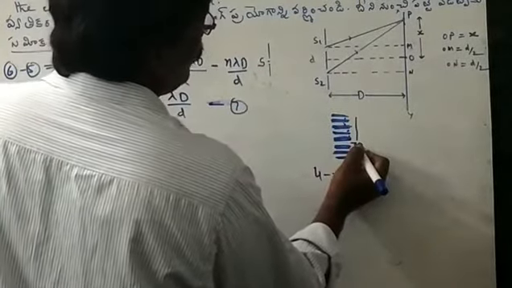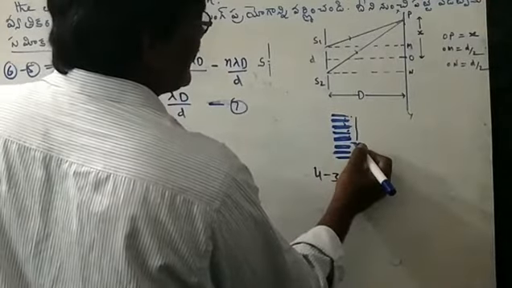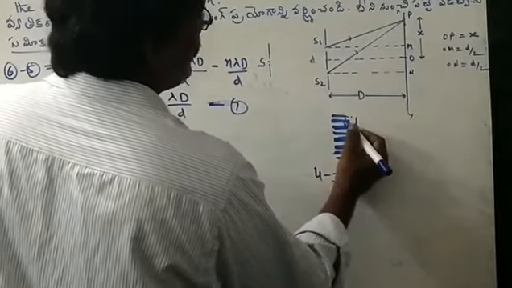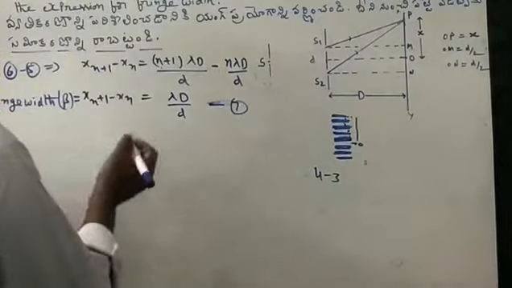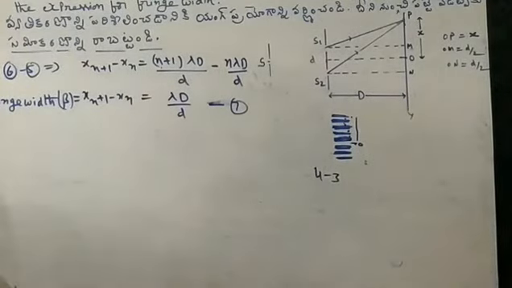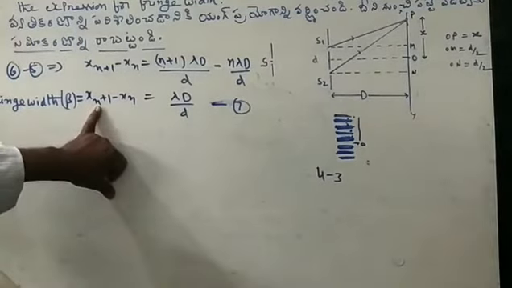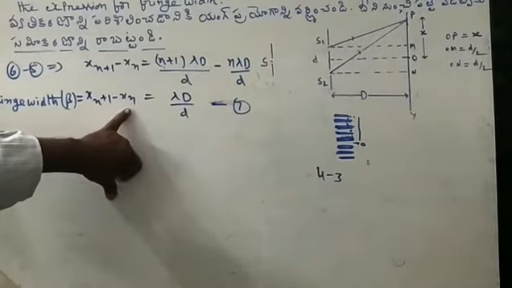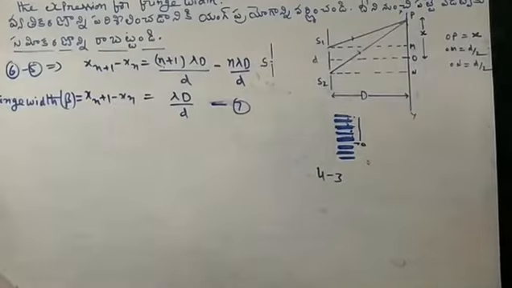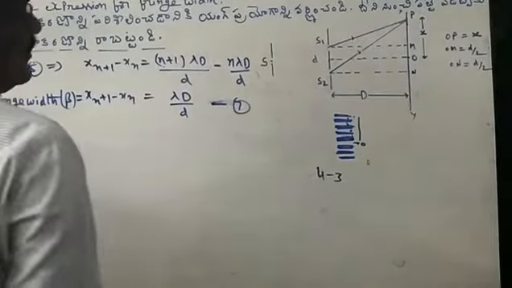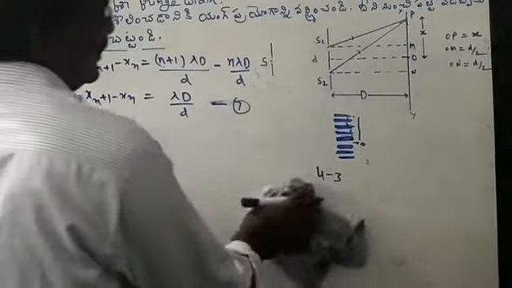Distance from O to fourth fringe minus distance from third fringe is equal to fringe width. This is fringe width. Distance from O to fourth fringe minus distance from O to third fringe is equal to fringe width.